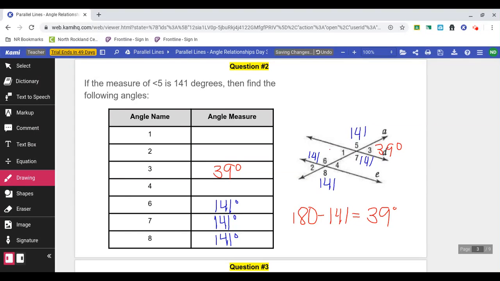Angle 3 and angle 1 are vertical, which means angle 1 also has to equal 39 degrees. Angle 1 and angle 4 are alternate interior angles, which means they're equal. So angle 4 also has to equal 39 degrees. And last but not least, angle 2 and angle 4 are vertical, which means that they are equal. So angle 2 also has to equal 39 degrees. Okay.